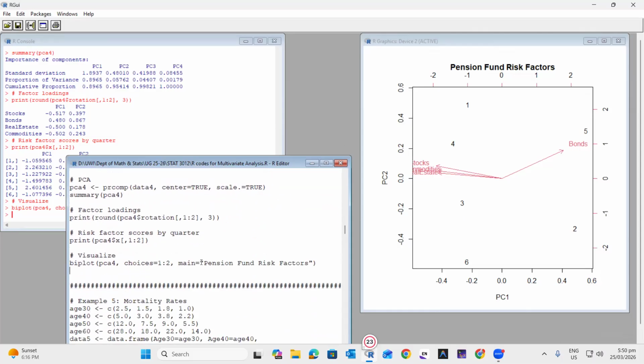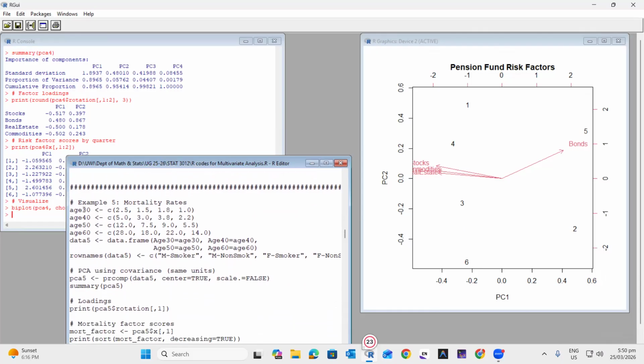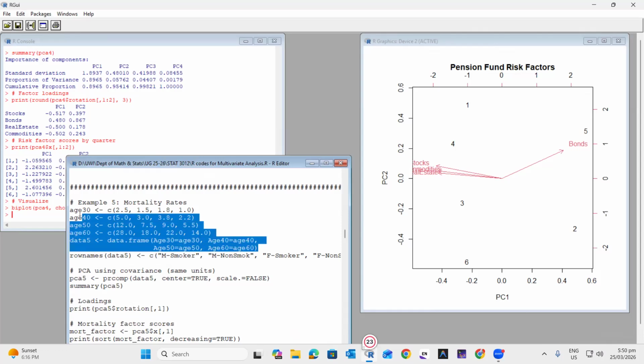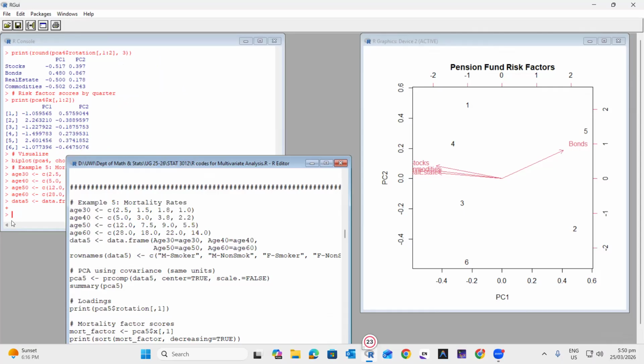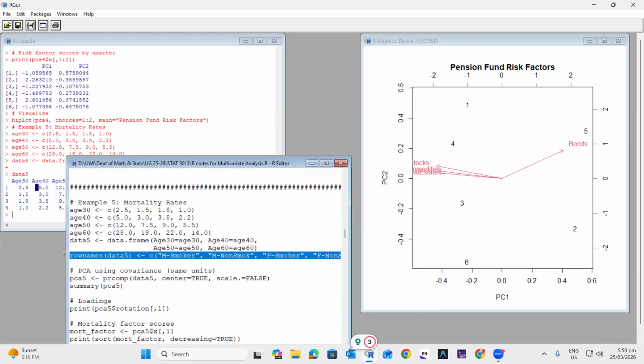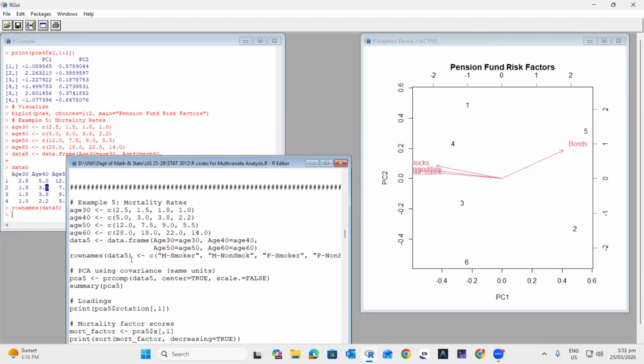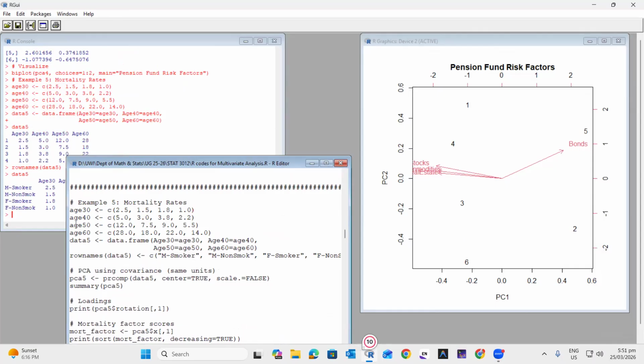Now we are going to talk about the fifth example of this one. Here, this is with the mortality rate. So, what is the mortality rate for age 30, age 40, age 50, age 60 that we store, and after that we are going to make their data frame, and we are going to provide the data frame. This is our data frame. Now we are going to provide the row names of the data frame. Okay. Now we are going to run and check.